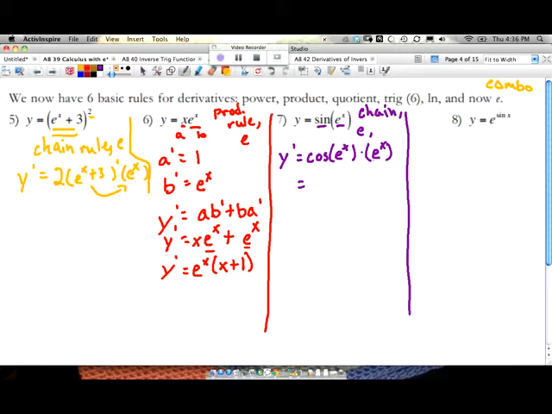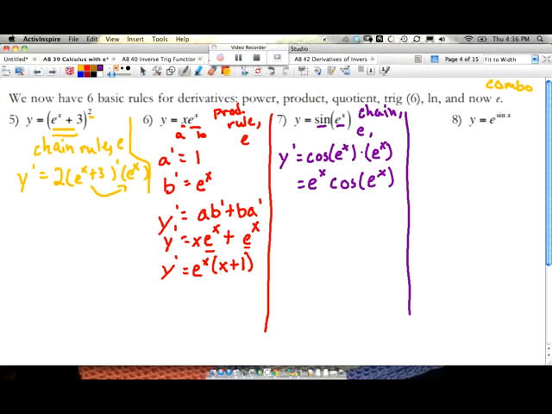So there you go. In proper notation, they would probably put this other e to the x in the front, so you'd probably see it like this: e to the x cosine of e to the x. But honestly, it doesn't matter. Same thing.